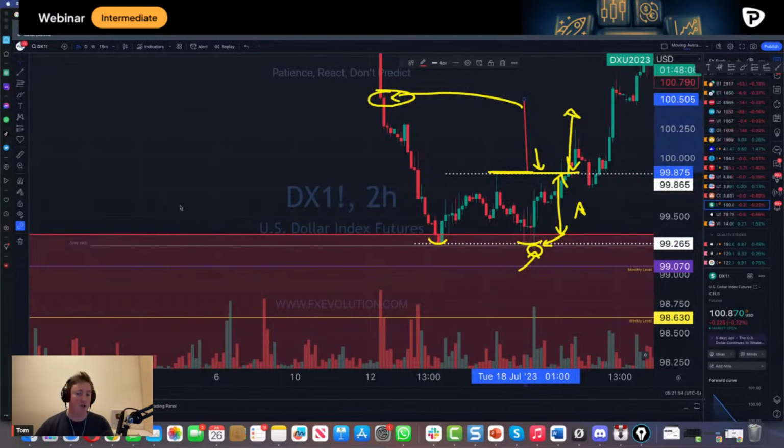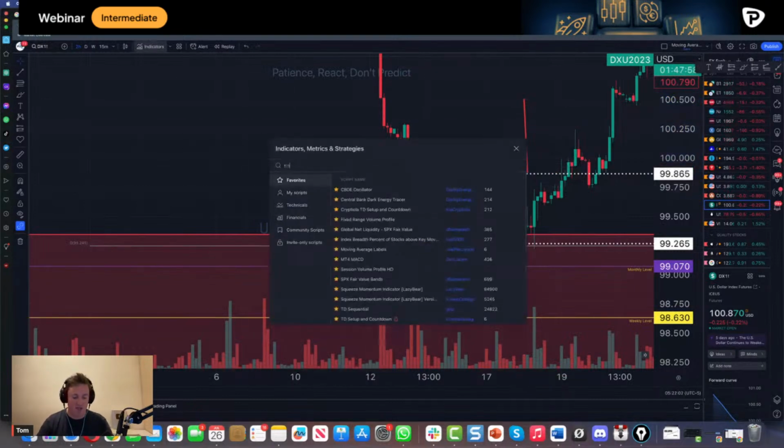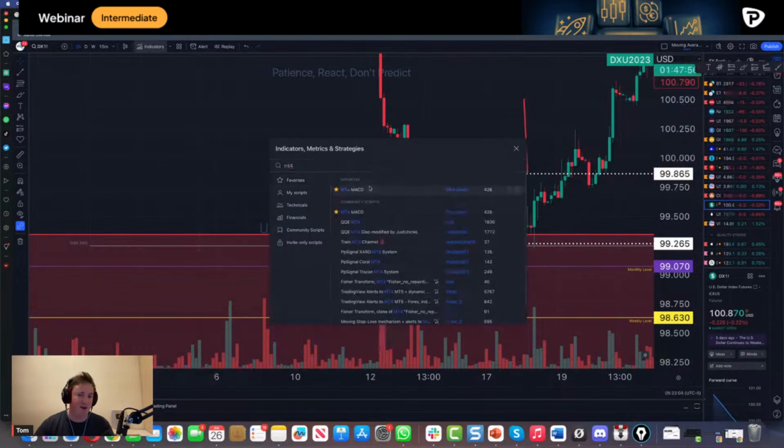Woolengabba says divergence as well. Yes, we could add on a MACD indicator. That would certainly be something that we could add on here. And I'm sure there will be divergence. So if we search MT4 MACD, one of my favorite TradingView indicators.